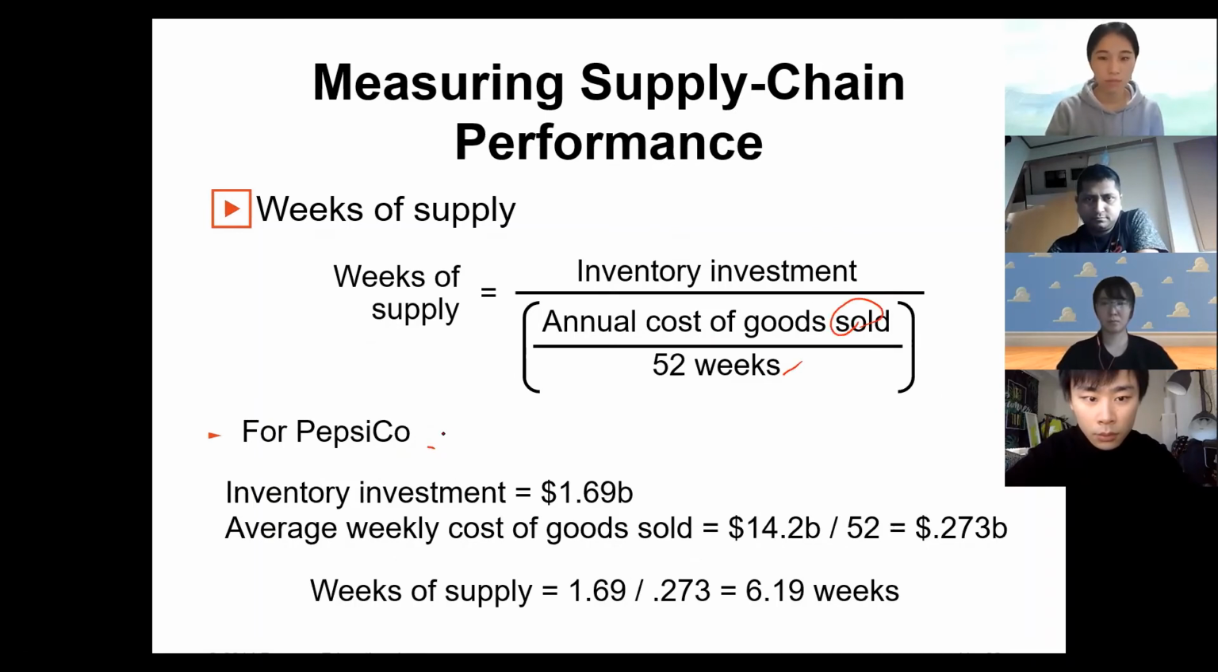So in this case, for PepsiCo, inventory investment is 1.69 billion. The average weekly cost of goods sold is 14.2 billion from the previous data. Okay, same data. So you get 0.273 billion, and so this becomes 6.19 weeks. Okay, weeks of supply, 6.19 weeks. Of course you have to check with other industries.